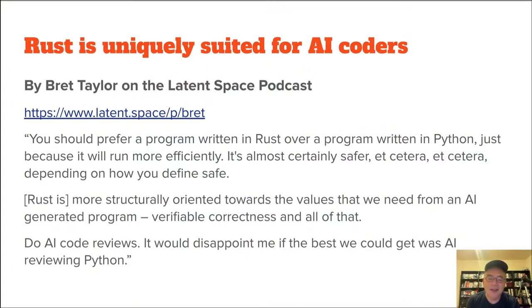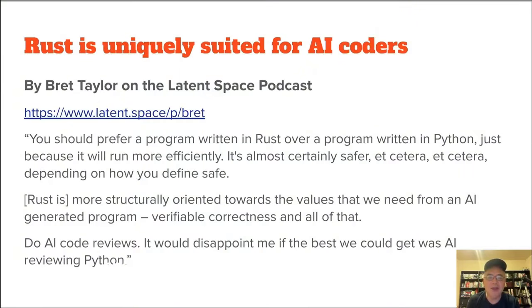I think there's a very enlightening talk on the Latent Space podcast by Bret Taylor, who's the chairman of OpenAI and a very famous guy. He basically said a human would prefer Python over Rust because it's easier. But Rust is better suited for machines, not only because it's more efficient, but because it's more structurally oriented for strong compiler checking, the strong type system, and all that.